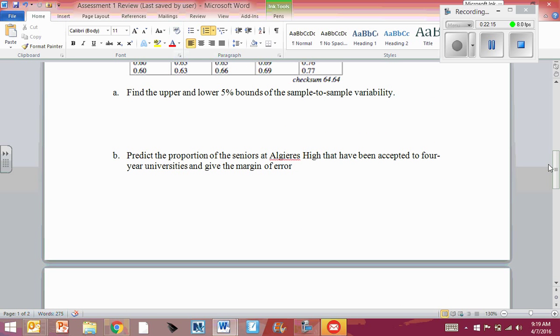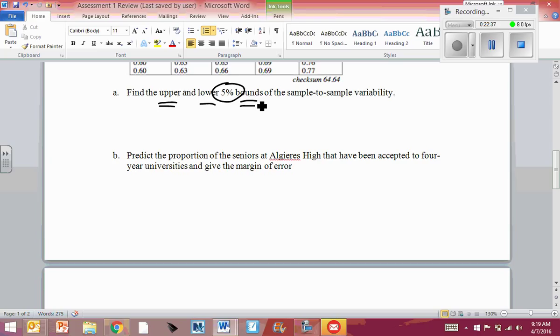All right. Question A, find the upper, that's important, and lower, that's important, 5% bounds of the sample-to-sample variability. If they give you 100 numbers, this is way easy. If they give you less than 100, you've got to think, but we'll always be doing it as if there were 100 there. Let me see what the second one says.